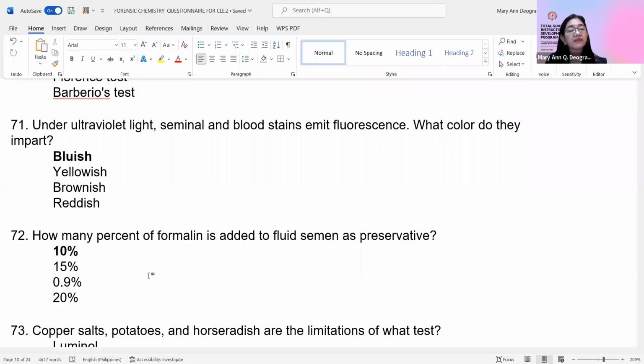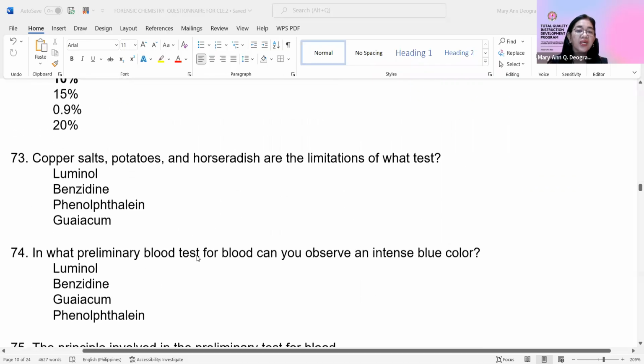Ano nga pala ang preservative ng blood? Parang wala dito yung preservative ng blood. Mamaya na, sige mamaya na, para hindi kayo malito. So ito yung pinaka-preservative ng semen natin, fluid semen. It's 10% formalin or we call it, the other one is tall wall. So, dalawa ang pwede nating preservative.